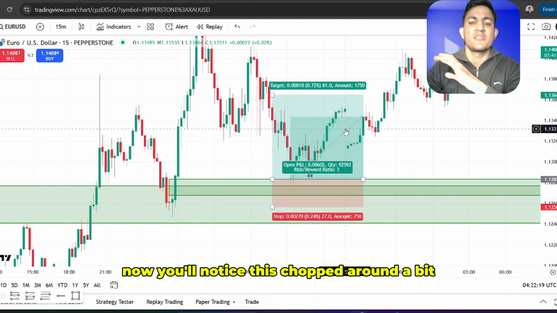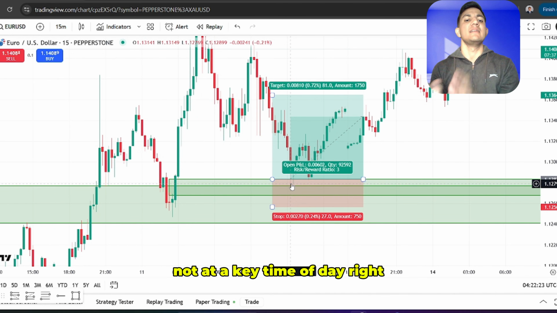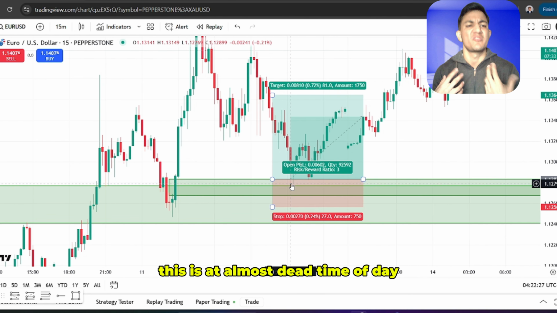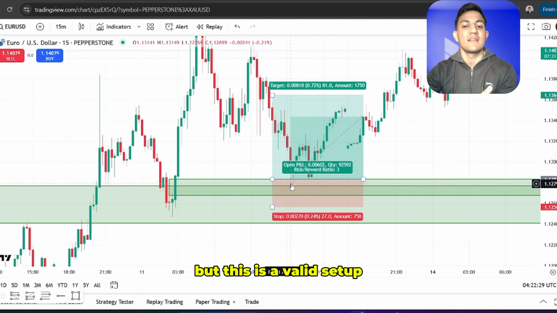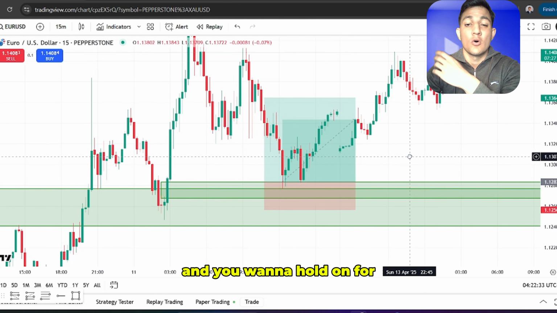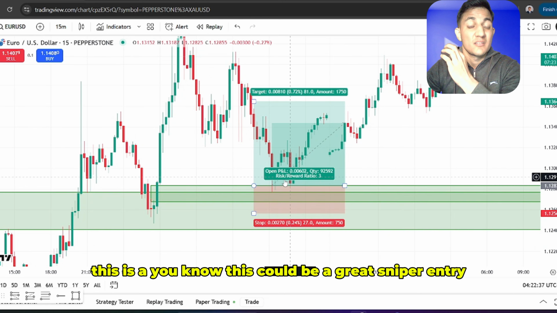Now you'll notice this chopped around a bit. The reason it does that is because we're entering not at a key time of day, right? So this isn't in London, New York, or Asia. This is at an almost dead time of day. But this is a valid setup, especially if you're a short-term trader or even a swing trader, and you want to hold on for a few hours or even a day or two, right? This could be a great sniper entry.